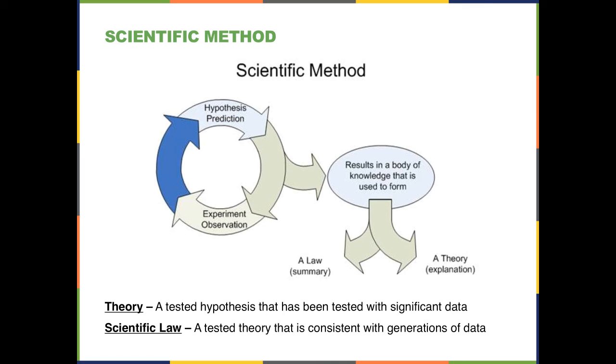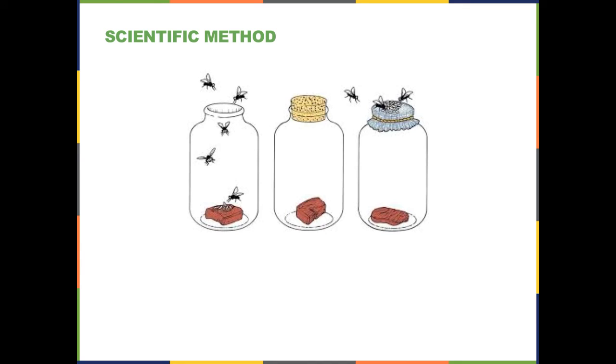Now, a law is more certain than a theory. A law is a tested theory that has been consistent over generations of data. For example, the law of gravity is a law that has been tested for centuries and has still been very consistent. But even laws can come under scrutiny over a period of time. But understand, when something's called a law, it means that it's pretty well certain.